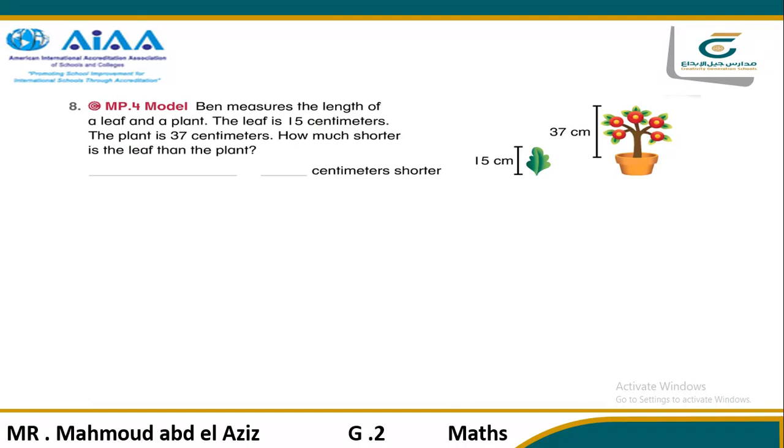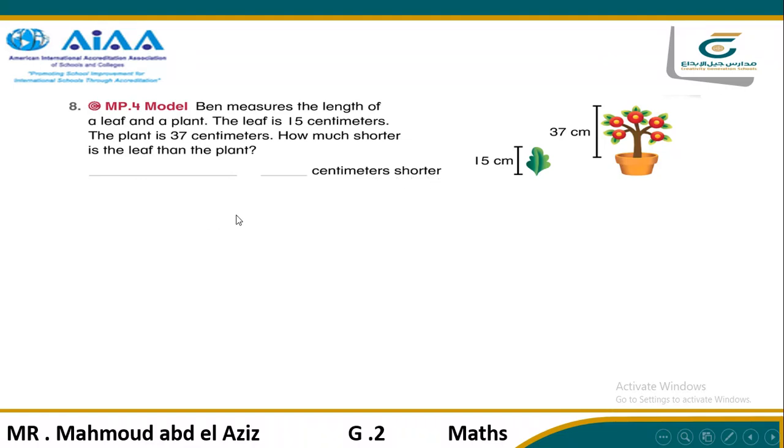Another question. Ben measures the length of a leaf and a plant. The leaf is 15 centimeters, and the plant is 37 centimeters. How much shorter? Do you remember the last question? How much taller? Now we have how much shorter. Is that minus? Excellent. Yes, it's minus. So how much shorter means minus or subtract. How much shorter is the leaf than the plant?